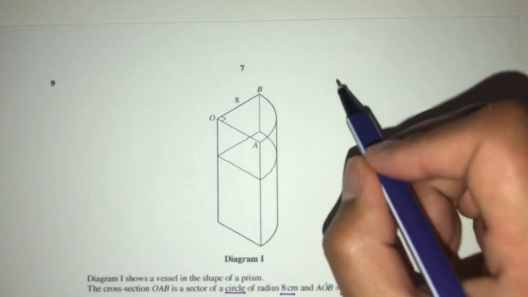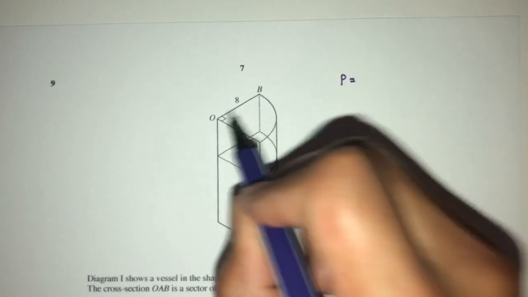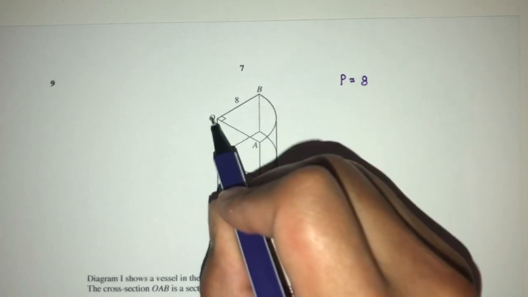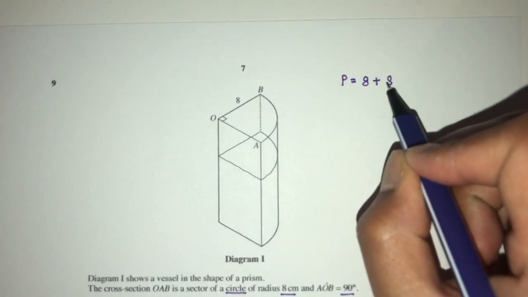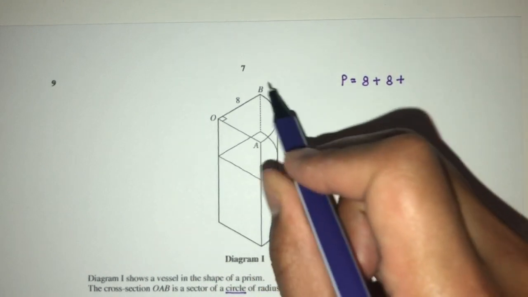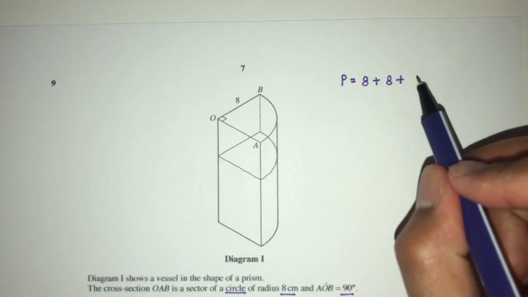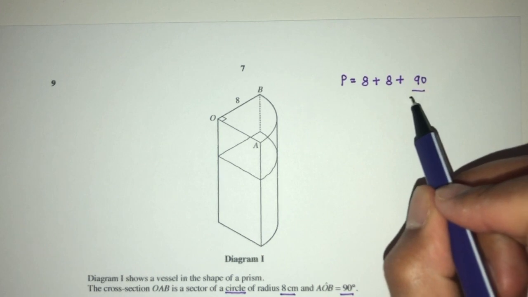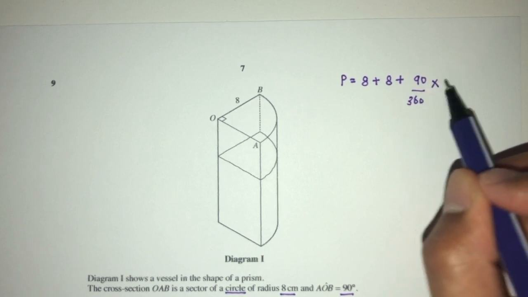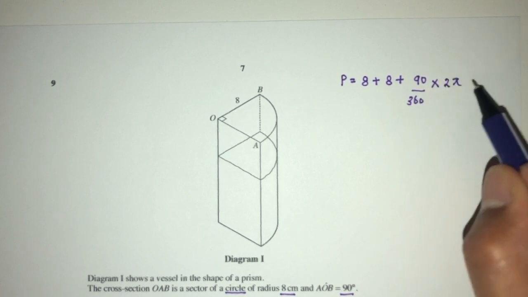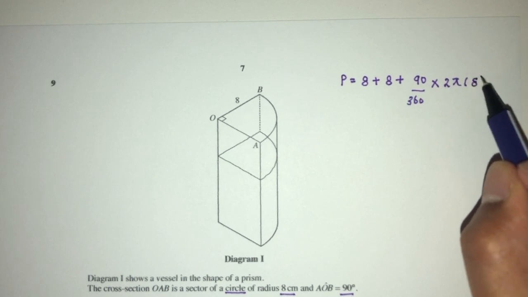So pretty easy. Perimeter, we have 8 here. Here also it is 8. And what is this one? This is AB. Pretty easy. We have to find the length of AB, which is the angle over 360 times your formula, which is 2 pi r. R is given to you as 8.